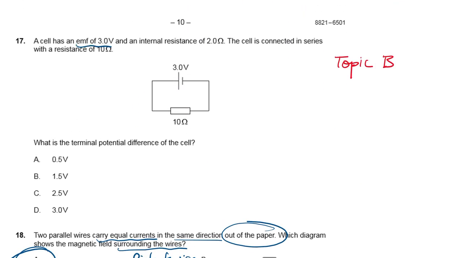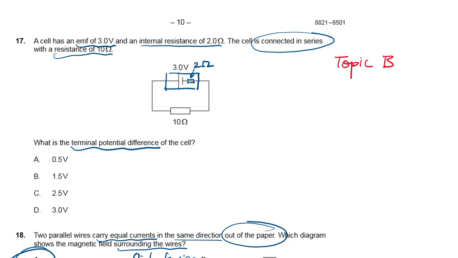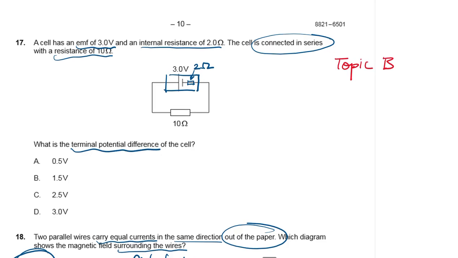17. Cell has EMF 3 volts, internal resistance of 2 ohms. Cell is connected in series with a resistance of 10 ohms. Okay, so we have a resistance of 2. What is the terminal potential difference of the cell? So what we have to do is find, we're talking about the potential difference of the cell. So if we put a voltmeter right here, right?